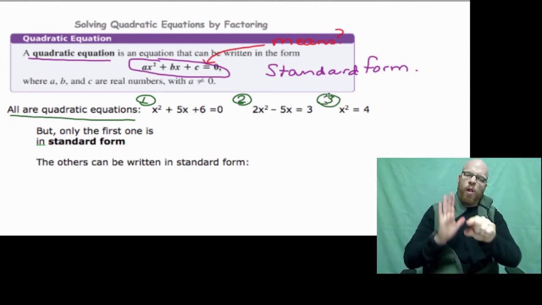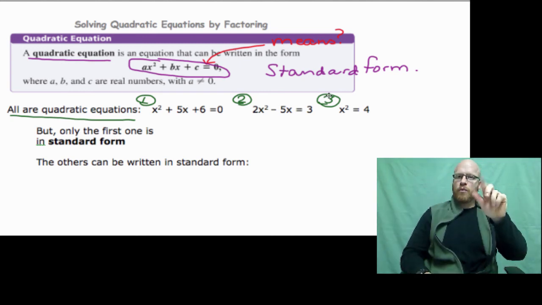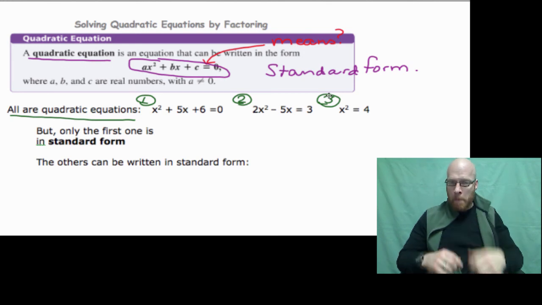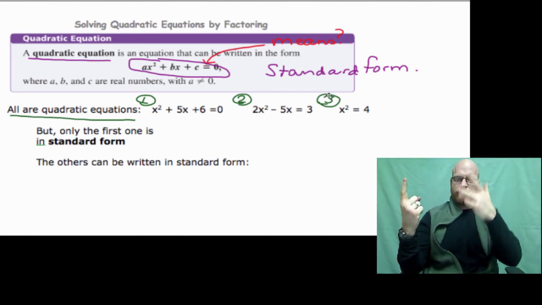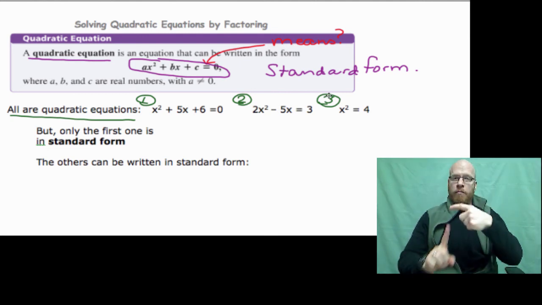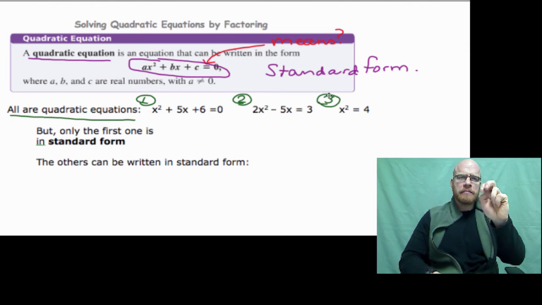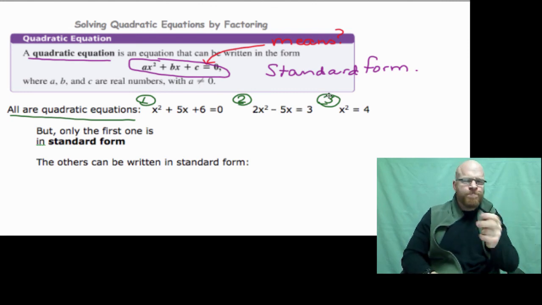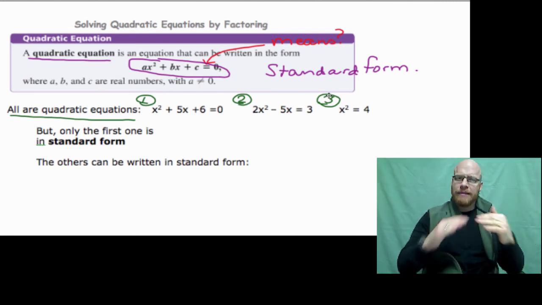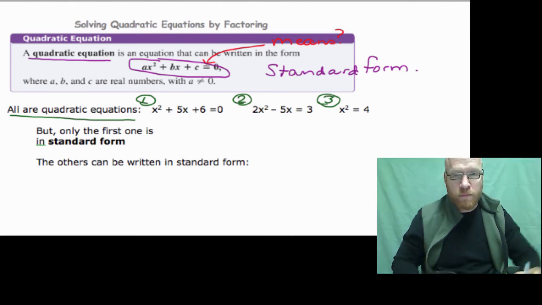These three examples qualify or meet the requirements of being called a quadratic equation. The first example, x squared plus 5x plus 6 equals 0. That's in standard form. That's ready to factor. The second and third examples are not in standard form. They're not ready yet. We have to set them equal to 0. So what do we do? We'll work on the second one first.